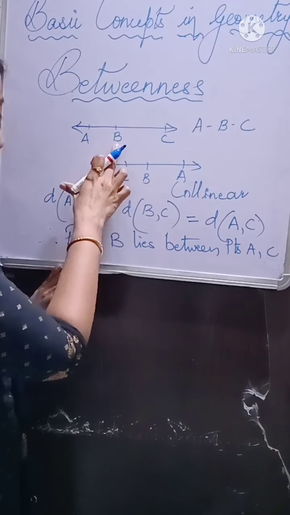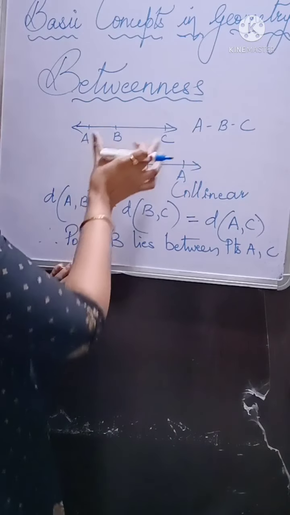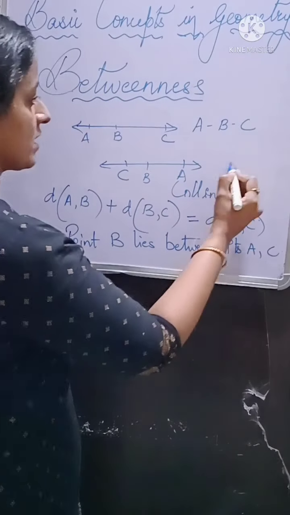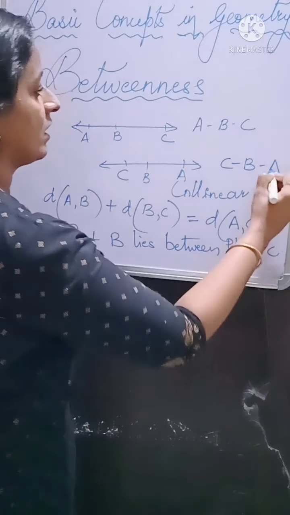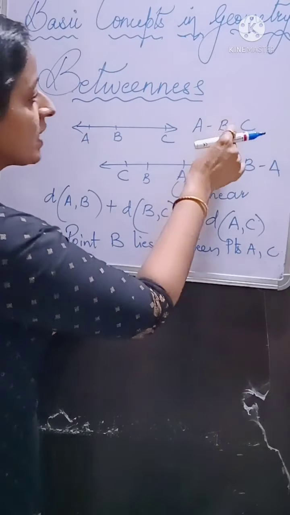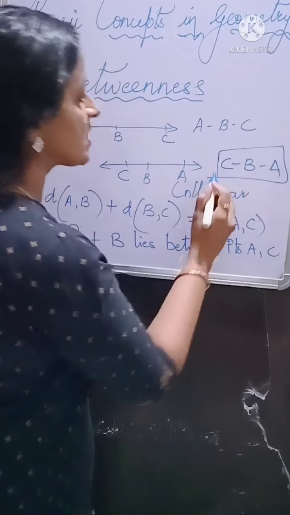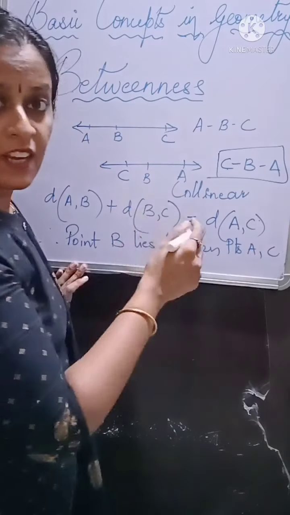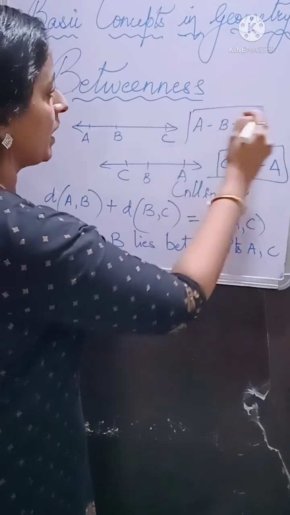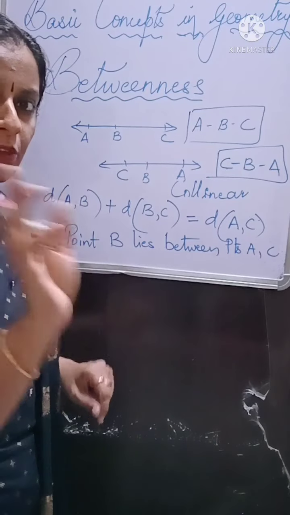Here also B is in between, but I wrote A first, then C. Here also B is in between, I wrote C and then A. Interchanged these points. Now here I will write it, going in the order, as C dash B dash A. This is read as A dash B dash C, that is B is between A and C. If you see something like this, you will read it as C dash B dash A. This means B lies between C and A. Same meaning, but the figure is shown in different ways. Understood the property of betweenness?